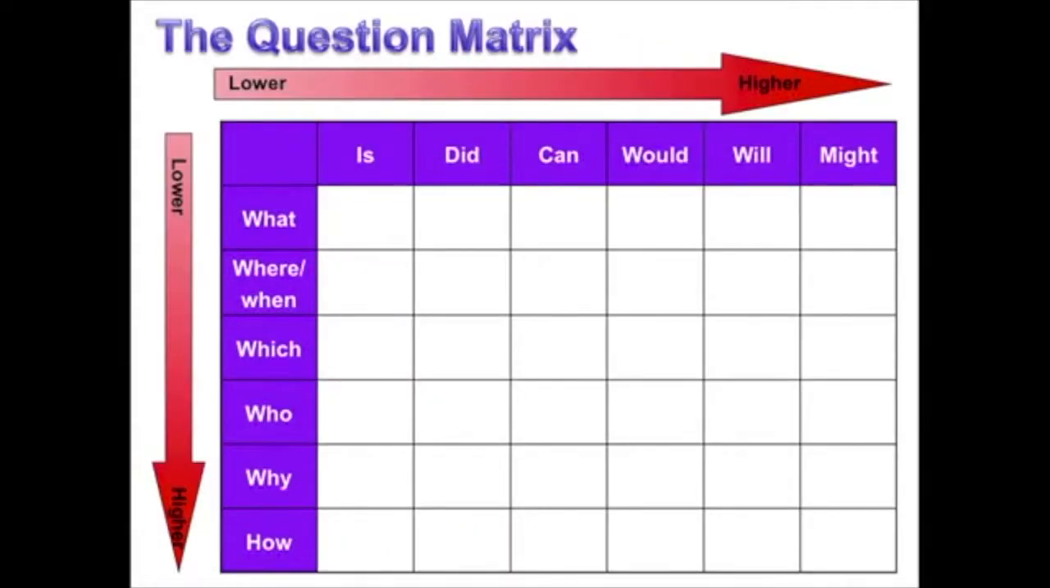The question matrix is a useful tool to introduce the idea of a hierarchy to questioning. Along the top axis, we have the concepts of is, did, can, would, will, and might. As we move from left to right, the questions and the concepts being started in our questions, these prefixes, are actually asking for higher order thinking. Now, this relates to something called Bloom's taxonomy of thinking, and it is an element of teaching and educational research that we try to incorporate into our questions.